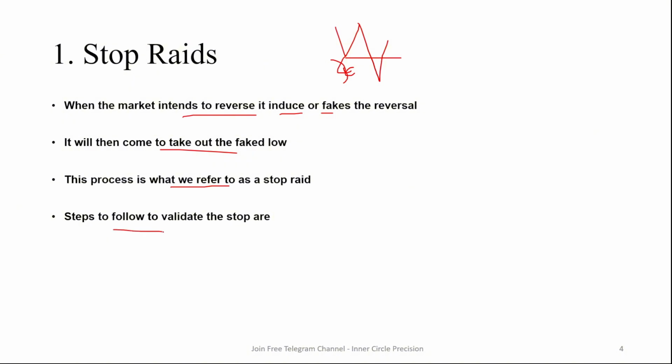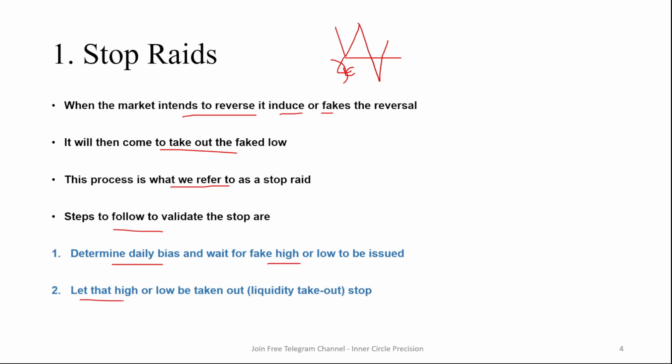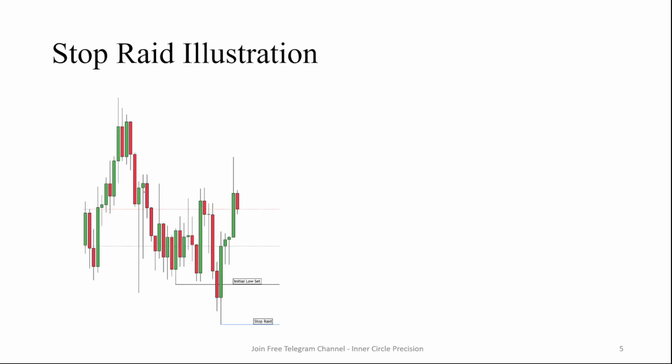The steps to follow to validate the stop raid are: 1, determine daily bias and wait for a fake low or fake high to be issued. Then 2, let that high or low be taken out, a liquidity take-out, basically hitting the stop losses of traders who would have entered early. This is the illustration of what we mean. In this particular case, the chart is coming from this particular point. We are in an uptrend, and this has been determined with the daily bias prediction strategy.